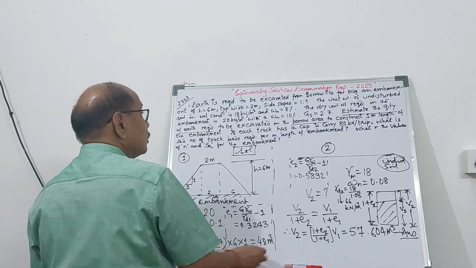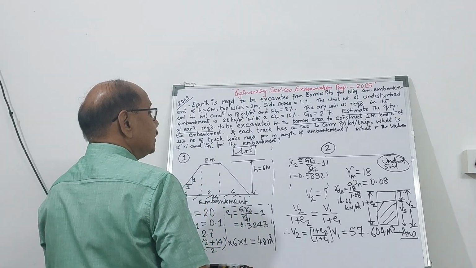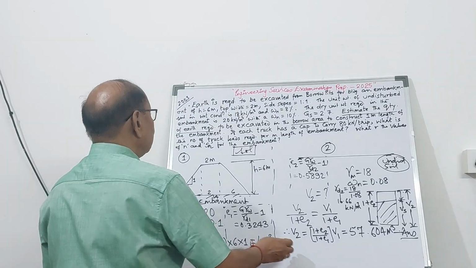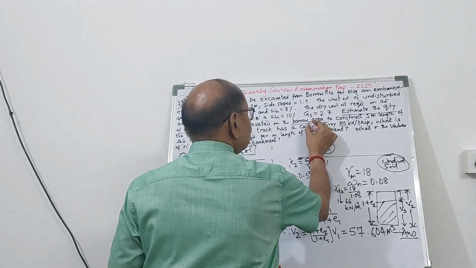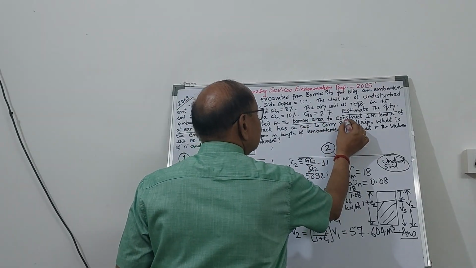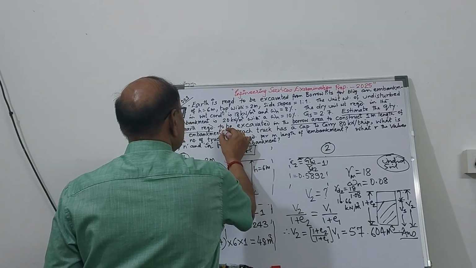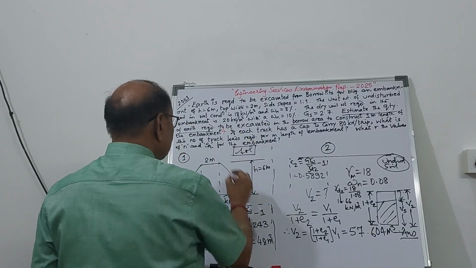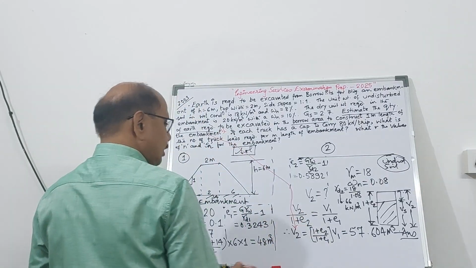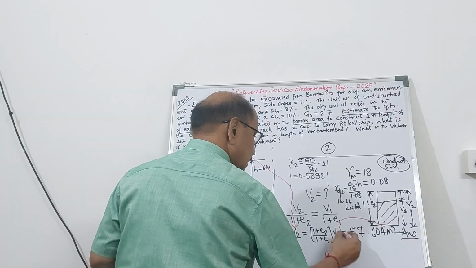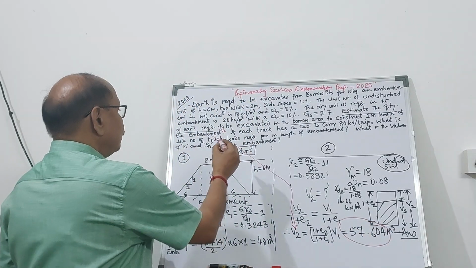So we have been able to estimate the quantity of earth required to be excavated from the borrow area to construct 1 meter length of the embankment. This is V2. So this part has been calculated and this is the answer. Now go to the next part.